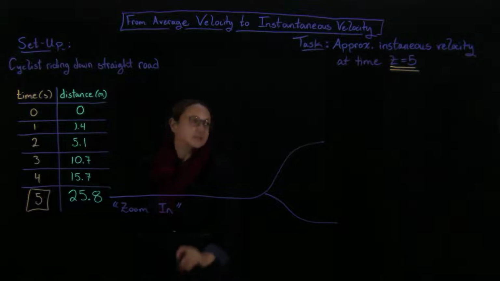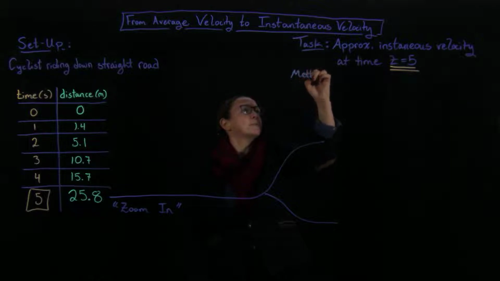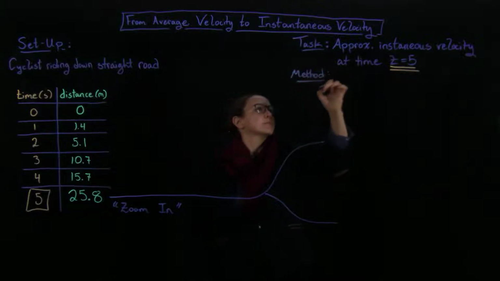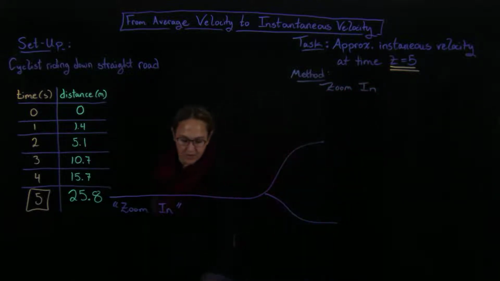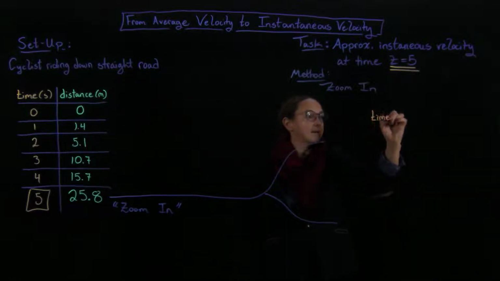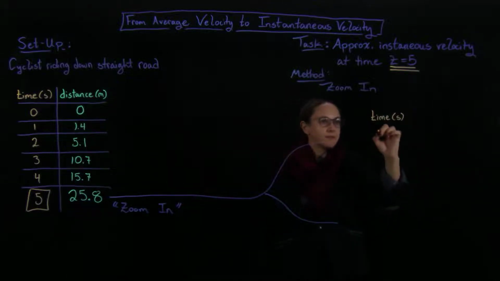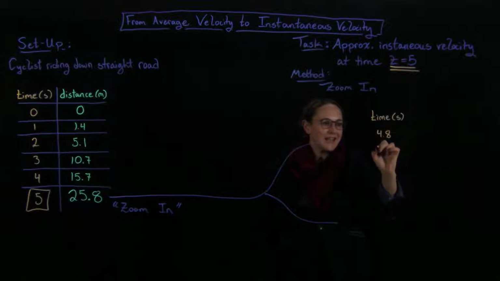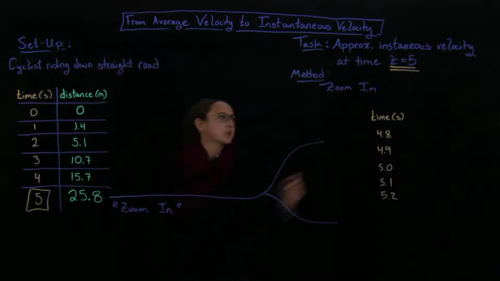So our method is to zoom in. This is what we mean. We get a new chart here. I have a time in seconds, but now I'm looking at times that are close to here, with a finer interval. So like 4.8, 4.9, 5.0, 5.1, and 5.2. And then I can draw my chart again.